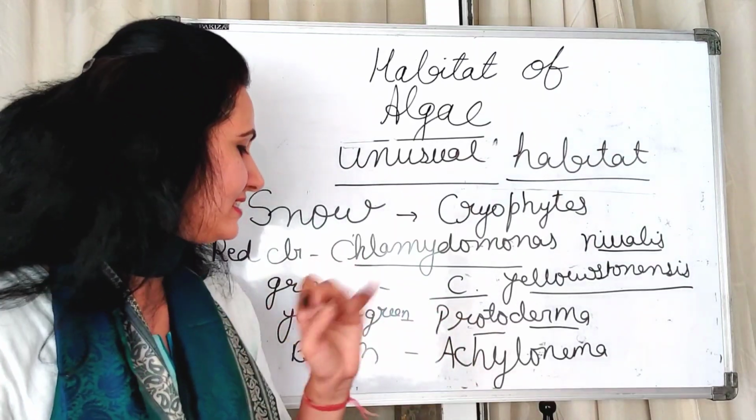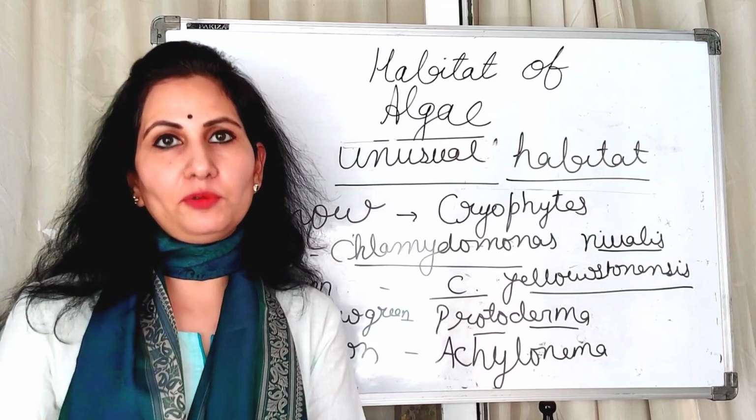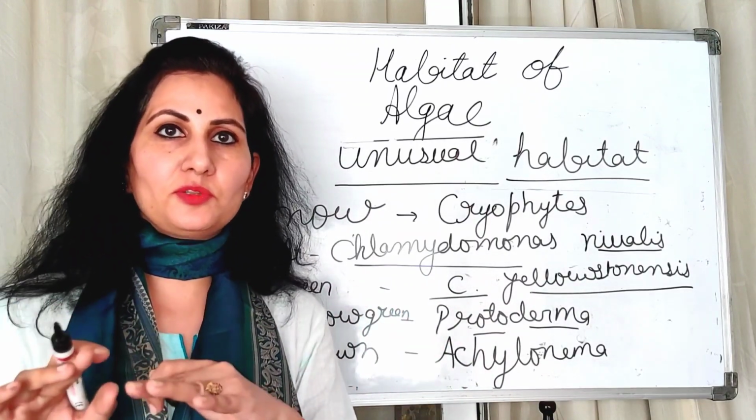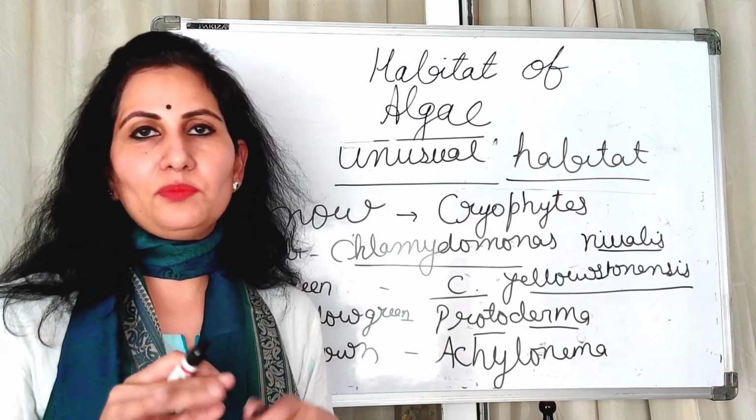And the last alga is Ancylonema. Ancylonema gives a brownish color to the snow. Wherever you can see brownish color in the snow, you can make out that Ancylonema is growing there.